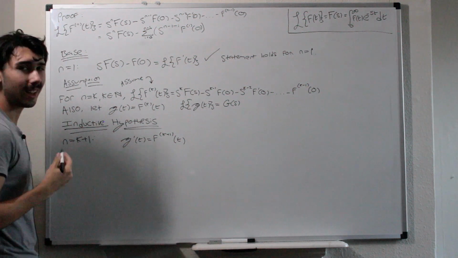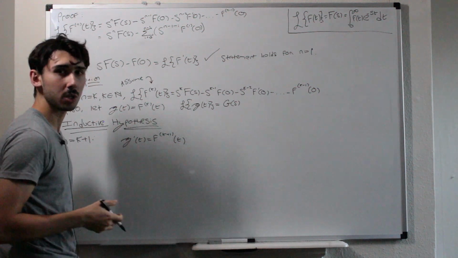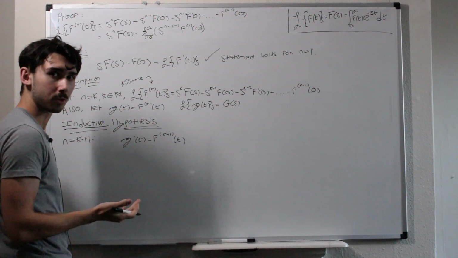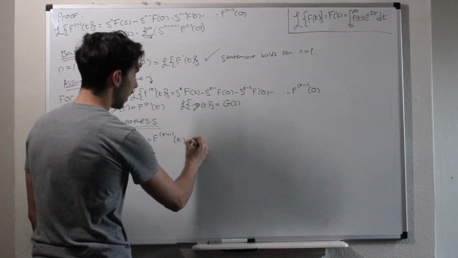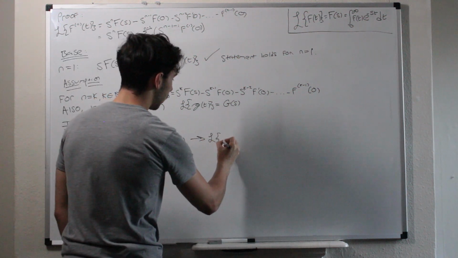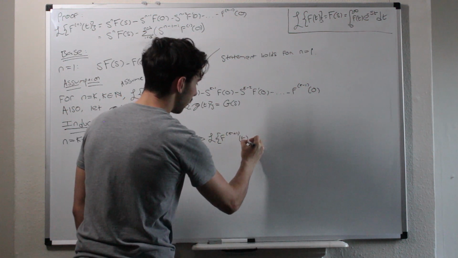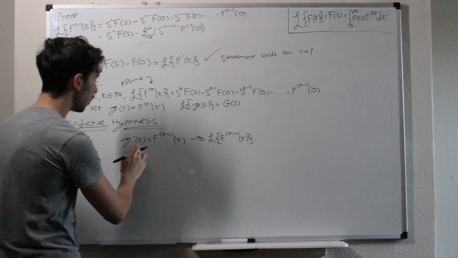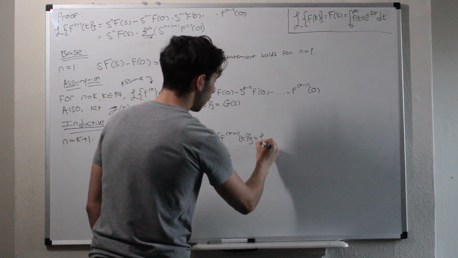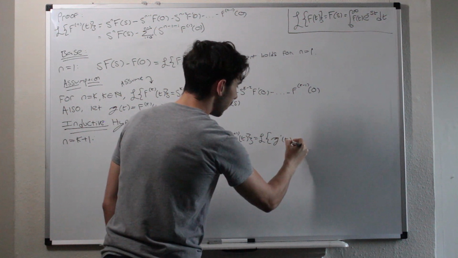So now let's take Laplace transforms of both sides here, because of course if two functions are equal, then their Laplace transforms are equal as well. So now we're going to take the Laplace transform of the k plus 1th derivative of f of t, which, as we can see, is also equal to the Laplace transform of the first derivative of g of t.